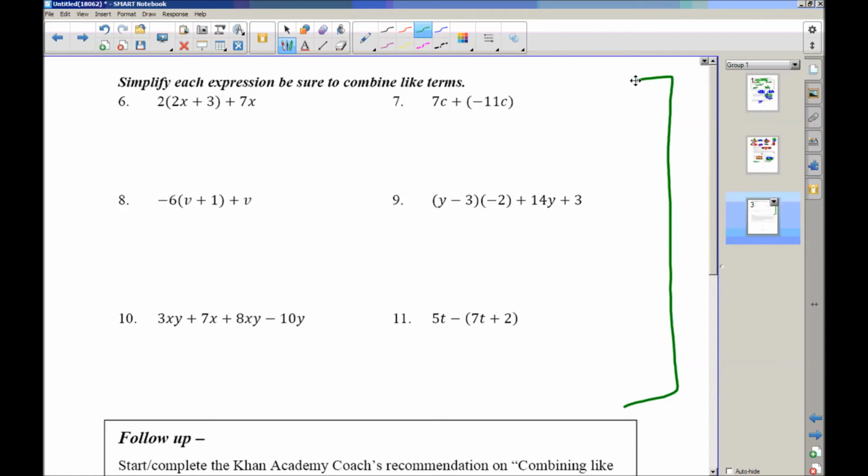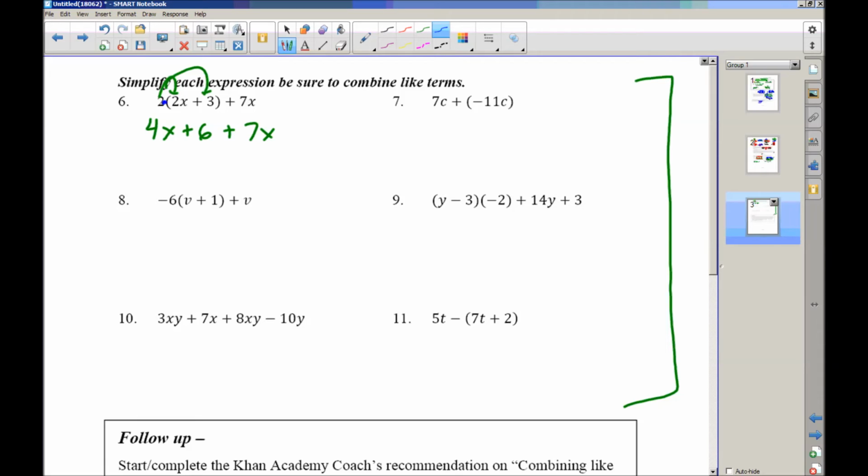So the ones that could be added together. So first I'll do the jump the fence method with this. So this will give me 4x and 6. And then we bring down the 7x. The multiply that's between the 2 and the parentheses happens before the adding of the 7x on.